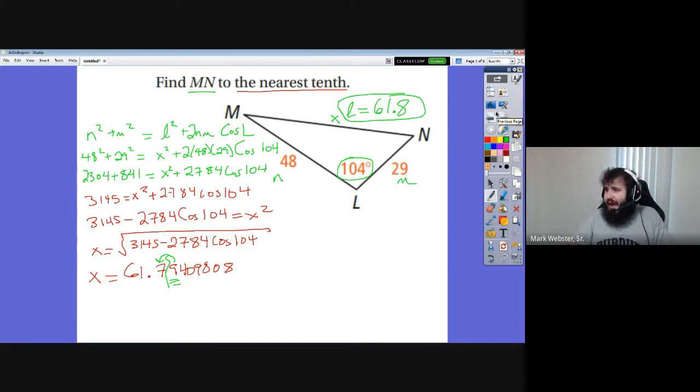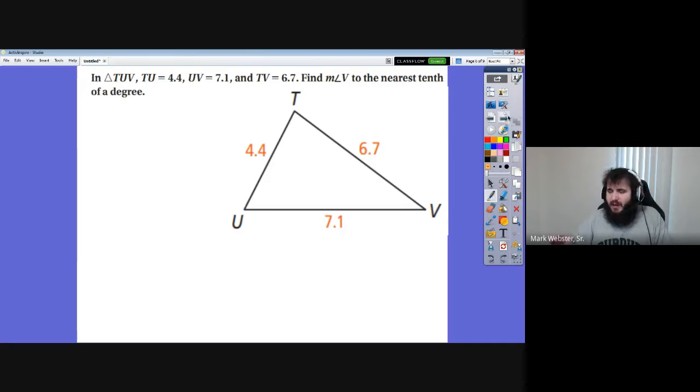Now we're going to find an angle. Same idea. We have to write it out so that we use the angle we want. If I don't have an angle, I have to pick the angle I'm going to use. And here they do it for us. They give us the 3 sides, and then they say, find the measure of angle V. So I better be using this guy right here.